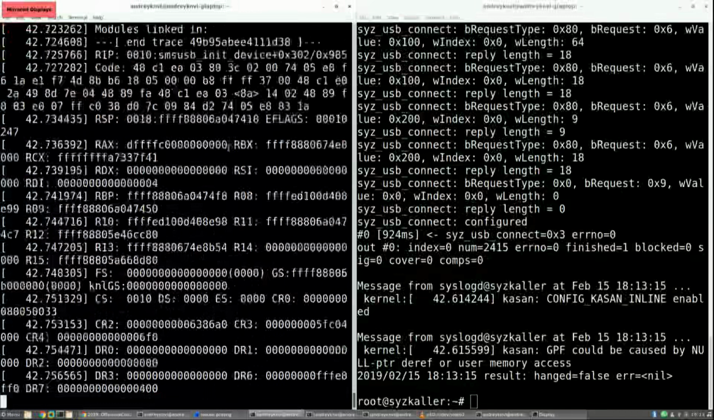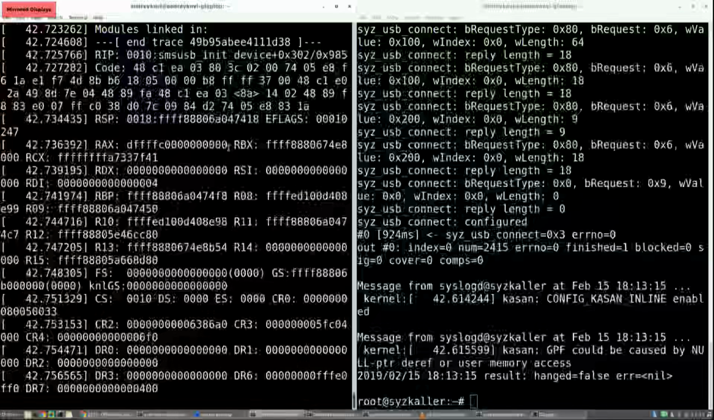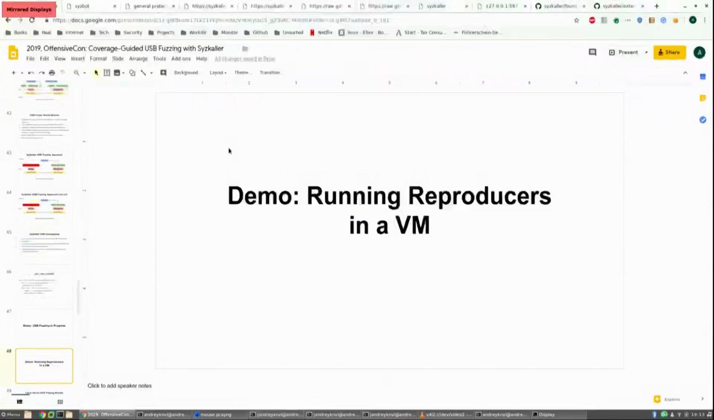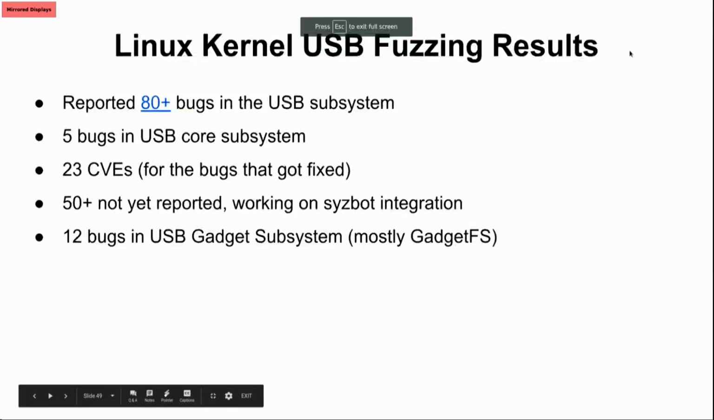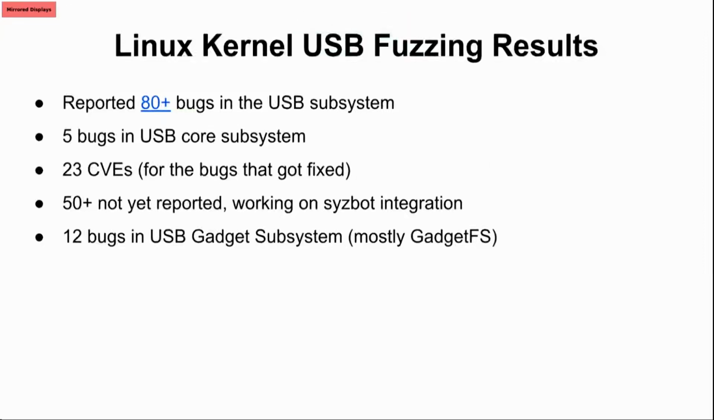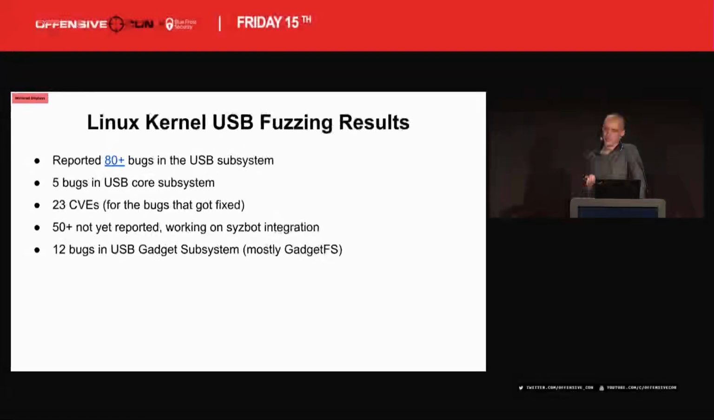So right now we reproduce this bug in a VM through the USB fuzzer module, and we had the dummy drivers loaded in there. OK, that's not all. Let's keep going. We have some time. OK, these are the results that I got, and I reported manually around 80 bugs in different subsystems. I'd say half of them got fixed, half of them got ignored.